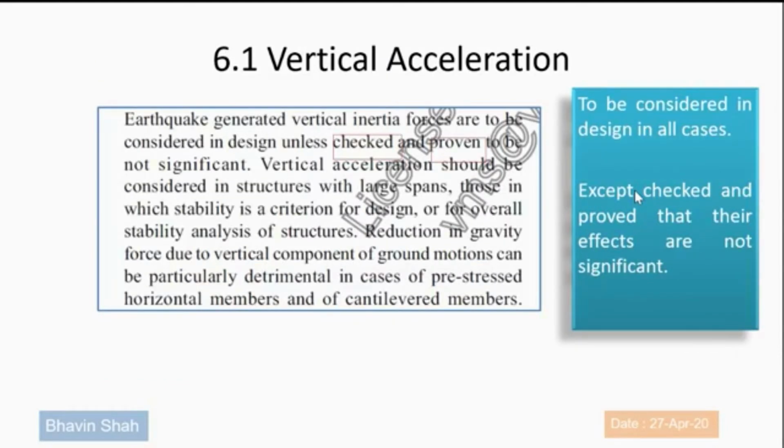For vertical acceleration, it is said in the code that we have to consider the vertical acceleration, and only if its effects are not significant on my design and analysis results can I ignore the vertical acceleration, or say the vertical forces generated from the earthquake. So that means in almost all cases I have to consider the vertical earthquake forces.